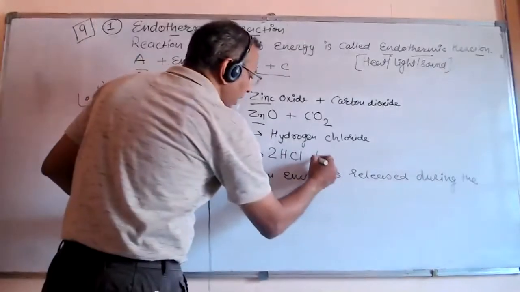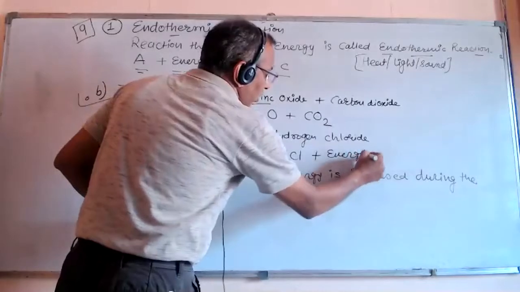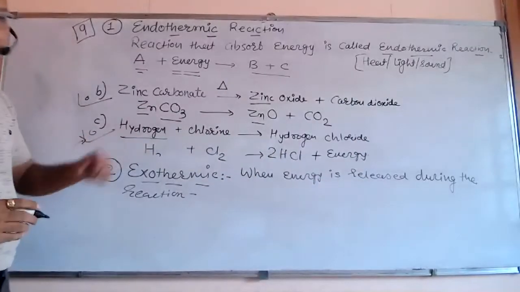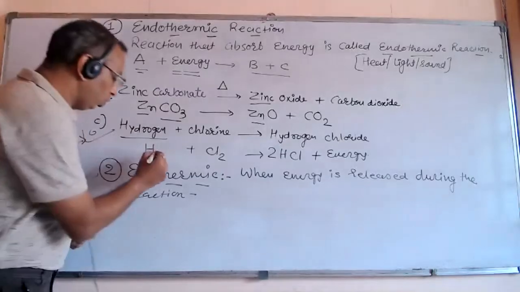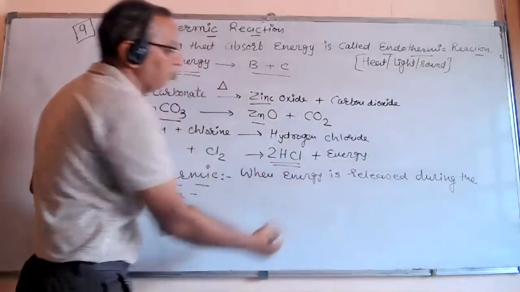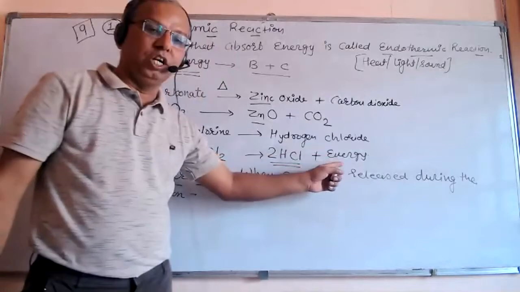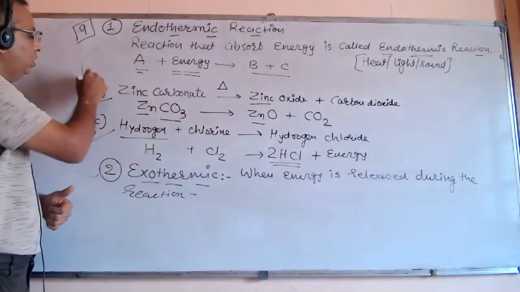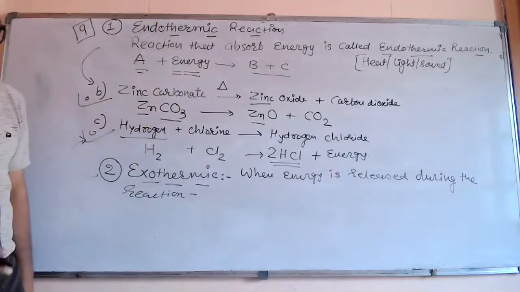So if I write the energy here, this is example of, friends, exothermic reaction in which two components are combining to form one molecule and energy released. So this is example of exothermic. This is example, friends, of endothermic.